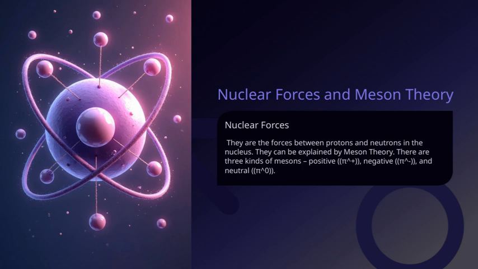The first is the positive meson, known as pi plus, π⁺. Then there's the negative meson, pi minus, π⁻. And finally, we have the neutral meson, pi zero, π⁰. Understanding these mesons is key because they help explain how protons and neutrons attract each other within the nucleus, ensuring its stability. This concept is a fundamental piece of nuclear physics and ties back to our overall theme of understanding atomic structure and forces.